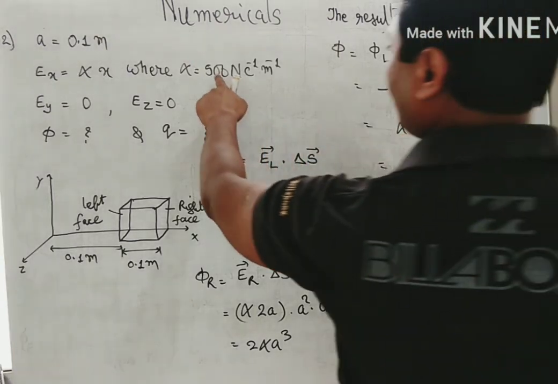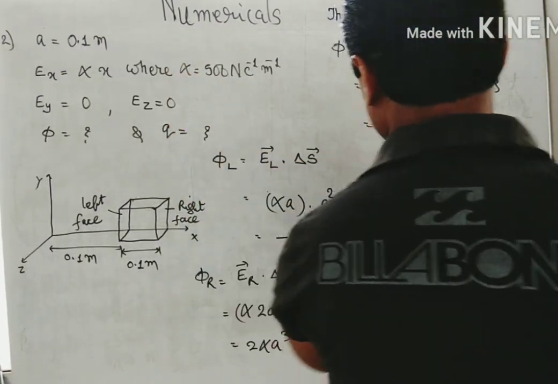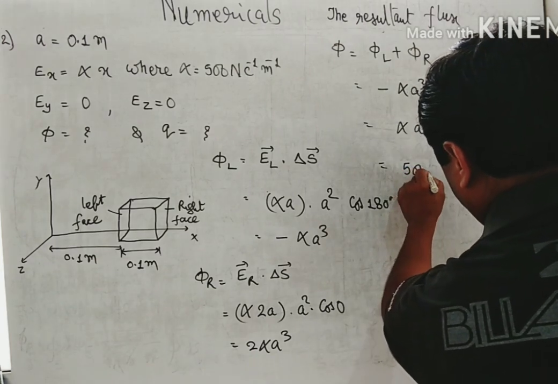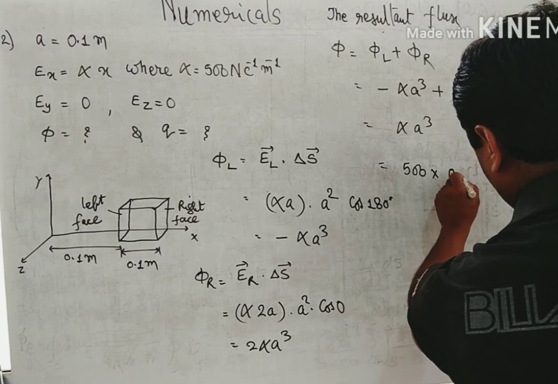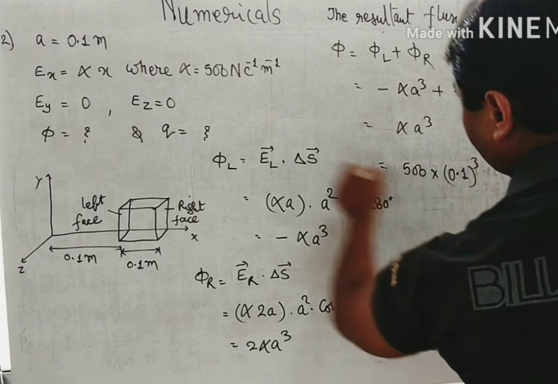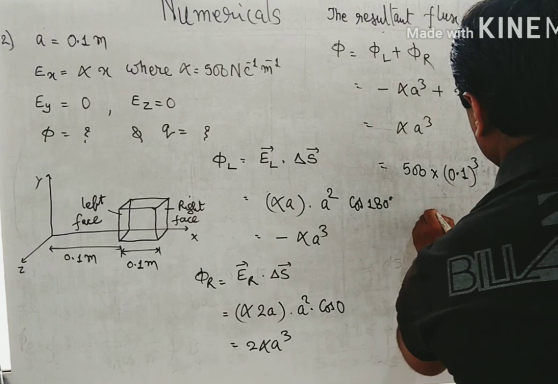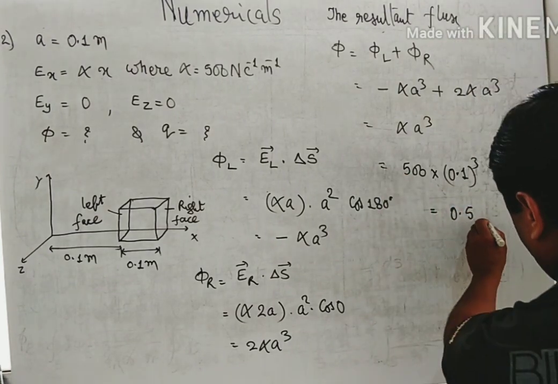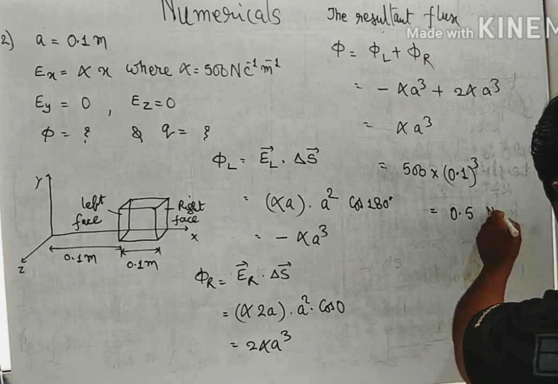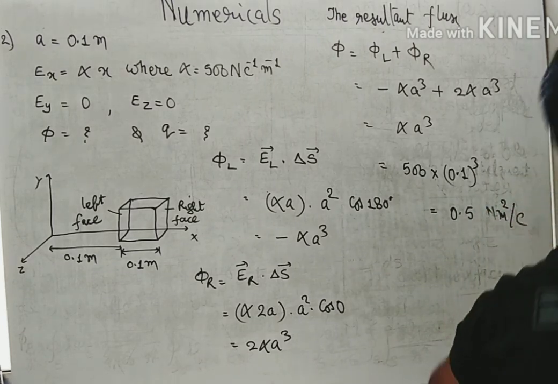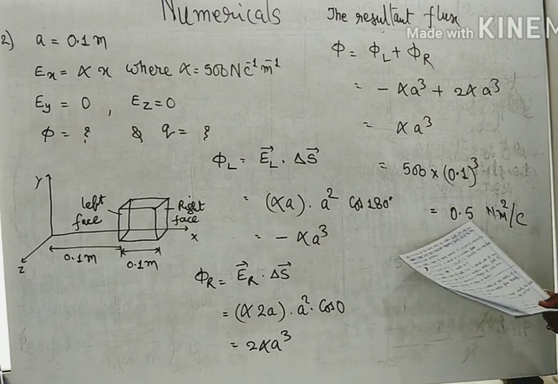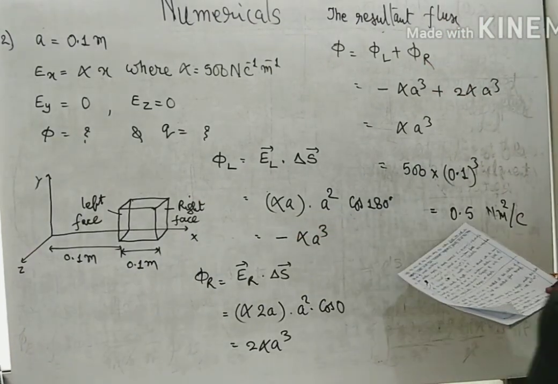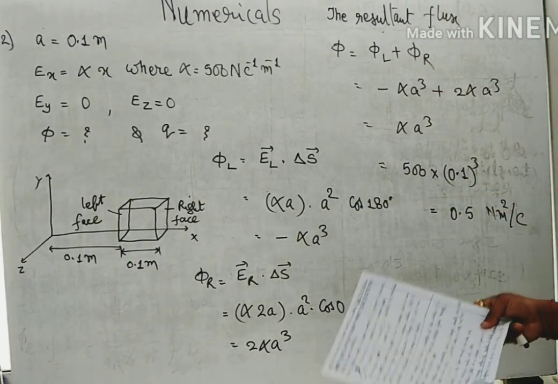Now we have the alpha value with us and A is also given to us, so just place the values. It is 500 into 0.1 cube. When you solve it, you'll get 0.5 Newton meter square per Coulomb. So this would be your final answer to the first part, which the question is asking: the total flux associated with the surface.